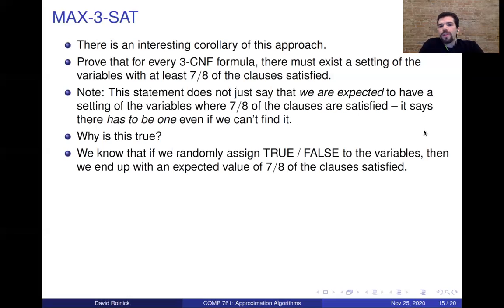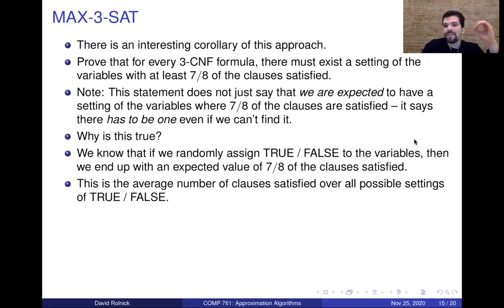So we know that if we randomly assign values, true or false, to the variables, then we end up with an expected number of 7/8 of the clauses satisfied. Right? That was what our previous algorithm showed. Now we're trying to show that there has to be a particular setting where 7/8 of the clauses are satisfied. But our random assignment, what is an expected value? An expected value is just averaging over all the possible ways to assign true and false to the variables. So if you average over all of those, the 2 to the m possibilities, you have to get 7/8 of the clauses being satisfied.